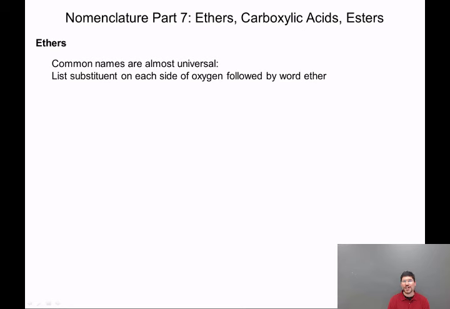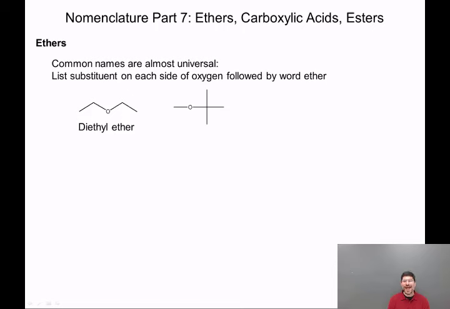And the way you construct a common name for an ether is you list the substituent on each side of the oxygen, followed by the word ether. So a couple of examples will make this clear. Left-hand example is an oxygen with an ethyl group on each side. So the way we name this is we call it diethyl ether. If you haven't yet met this molecule in the lab, you will fairly soon, because this is a common solvent that's used for a lot of experiments in the organic lab.